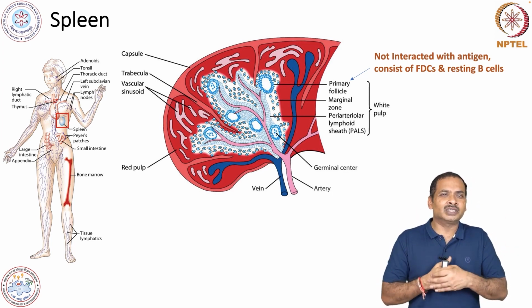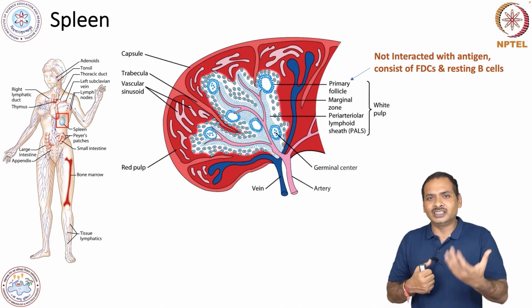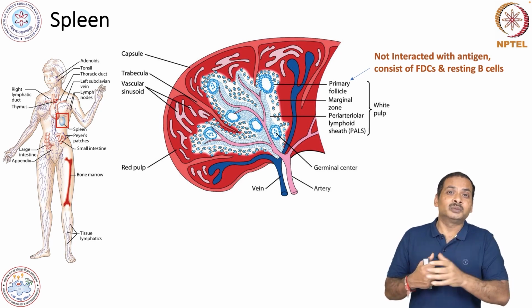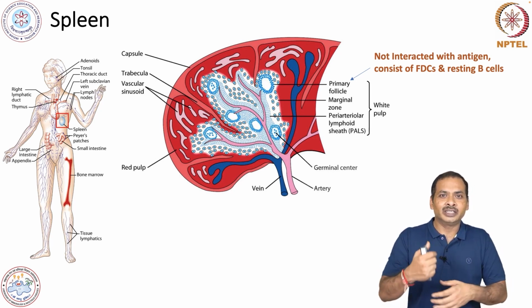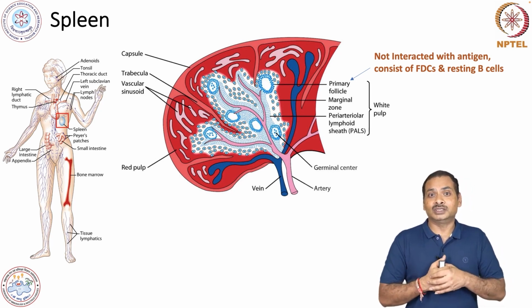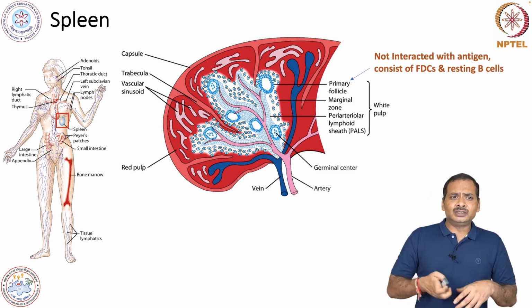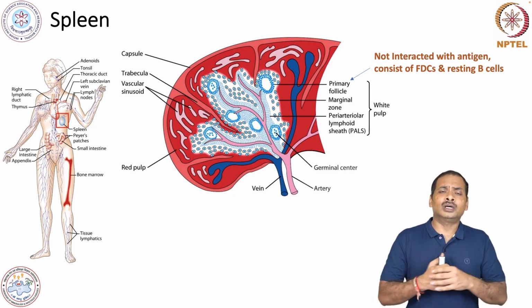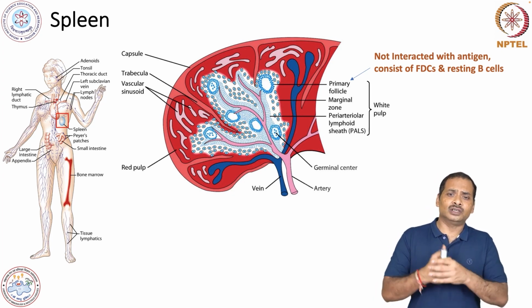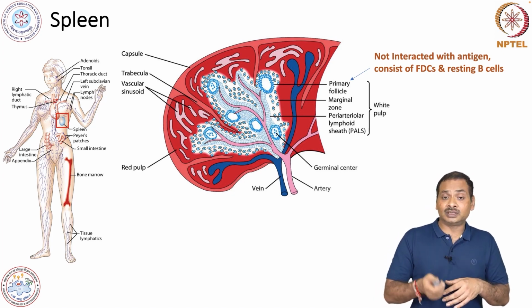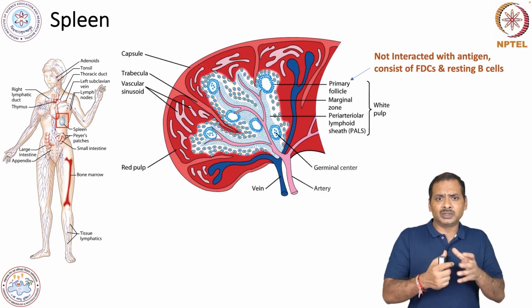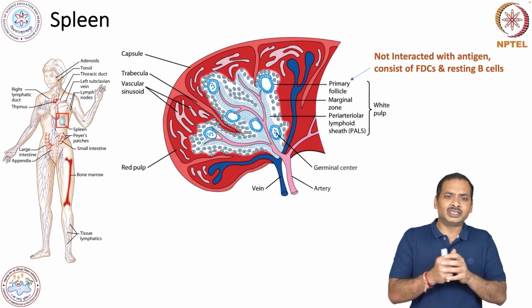In experiments, when we challenge the animal with some antigen, we look for this germinal center, which is very active, by immunohistology. So, this is the structure of the primary follicle, and probably you have understood this germinal center or secondary follicle. This is the structure of the spleen, and here you can see a vein, an artery and the germinal center. The germinal center is much more compact and very active.